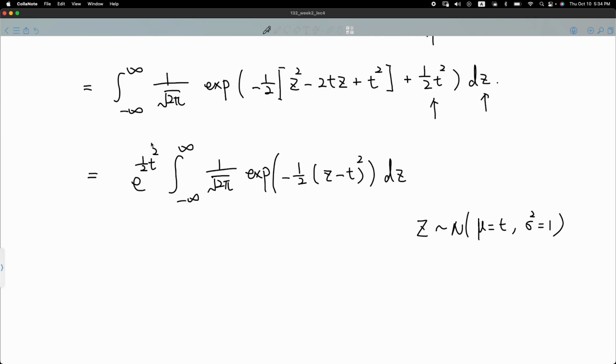So if this is a normal density function, and then we evaluate the integral from negative infinity to positive infinity, then this will just reduce to e to the 1/2 t squared multiplied by 1. Right? So this is the moment generating function for a standard normal random variable. Any questions or comments?